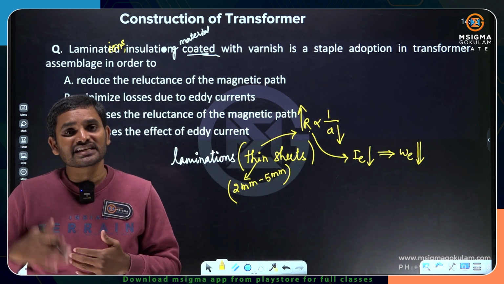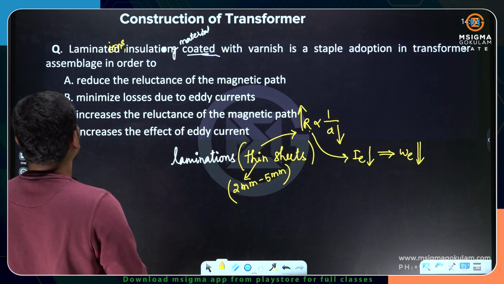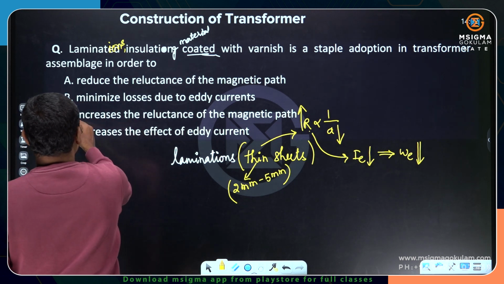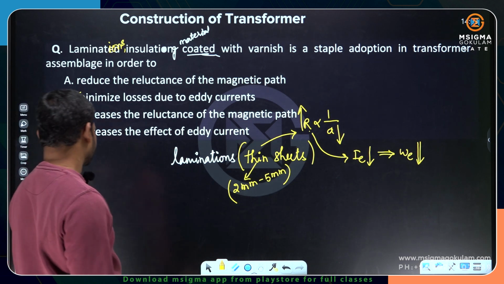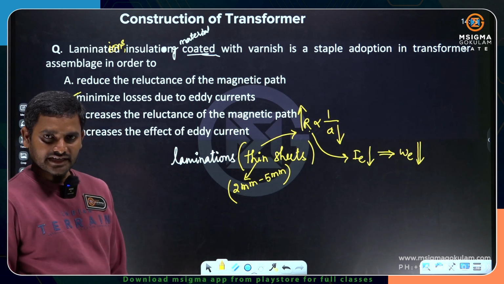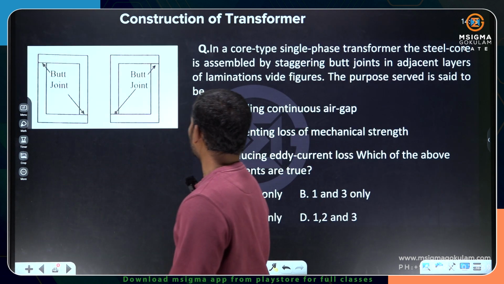So why are we choosing laminations? To minimize the eddy current losses, not to minimize the reluctance. The main thing is to minimize the losses due to eddy currents. Okay, I hope it is clear. So let's move on to the next question.